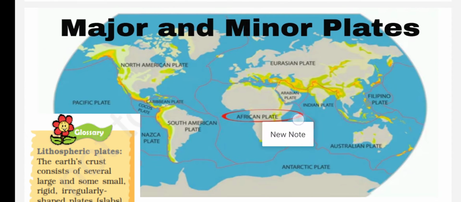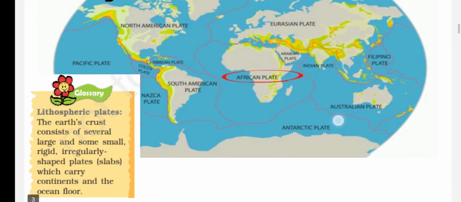Children, the earth is broken into a number of plates known as lithospheric plates. I repeat, the lithosphere or the earth is broken into a number of plates known as lithospheric plates. You will be surprised that these plates move around very slowly. So let's see first of all what is the meaning of lithospheric plates.